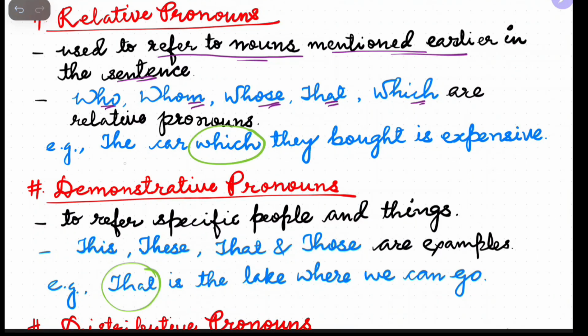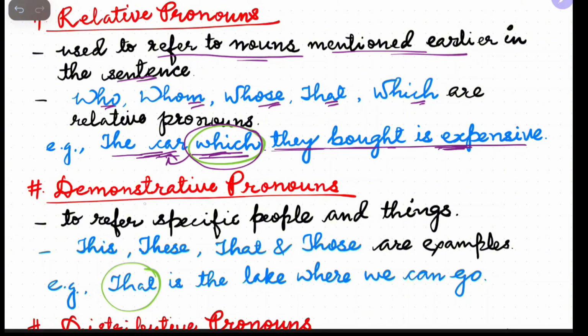When you see a whole sentence, see this: the car which they bought is expensive. Which car is expensive? The car which they bought, right? So expensive is the car which they bought, right? So which is putting a relation between the noun, which is car, and which is mentioned earlier. So that's why which is an example of relative pronoun.